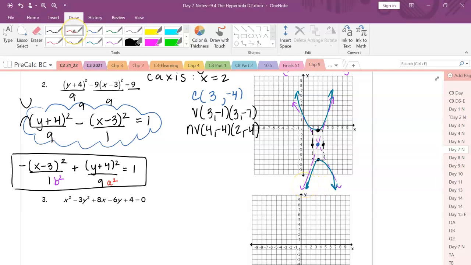Next, we're going to find our foci, which means we need our c value. C squared equals a squared plus b squared. So that's going to be 9 plus 1 is 10. And c is going to be square root of 10. Square root of 10 is just a little bigger than square root of 9, so just a little more than 3. But keep in mind, again, it needs to be inside the hyperbola, so you're going to go a little more than 3 up and down from the center.